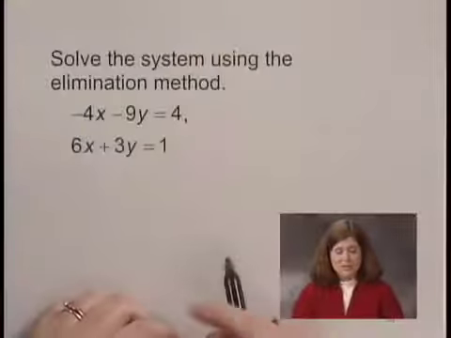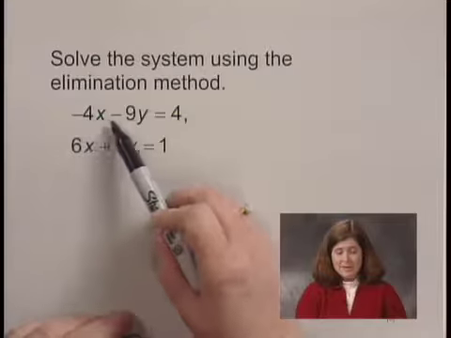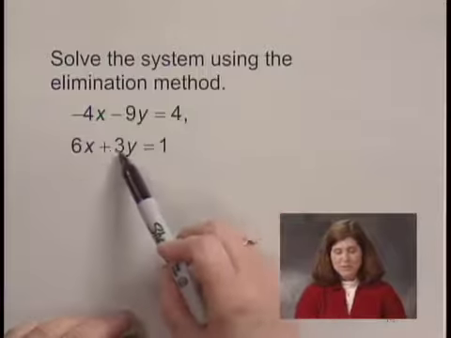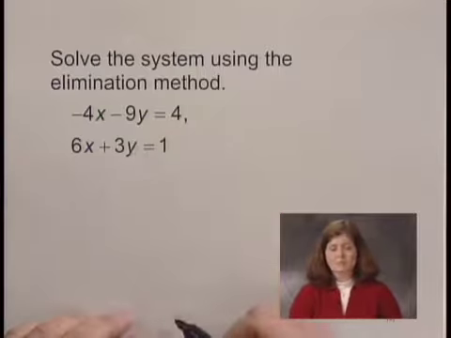In this problem, we'll solve a system of equations using the elimination method. We'll solve the system of equations negative 4x minus 9y equals 4 and 6x plus 3y equals 1.